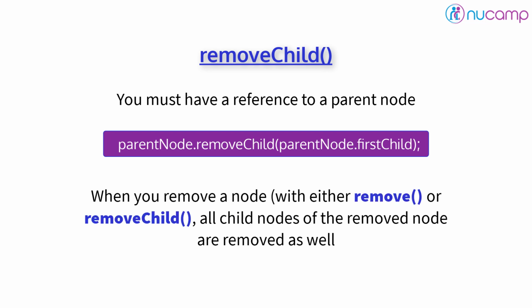Now, one thing to be aware of is that when you remove a node, it removes the whole branch. So all the children of that node are removed along with it. That's true whether you use remove or removeChild. There may be times that you want to remove all the children of a node, but you don't want to delete the actual node itself. There's a way that you can combine removeChild with a while loop to do that.